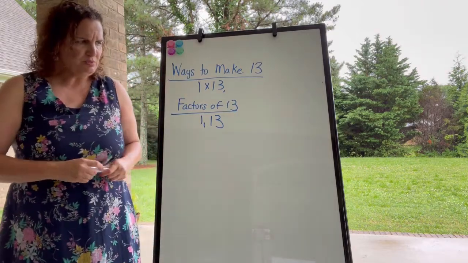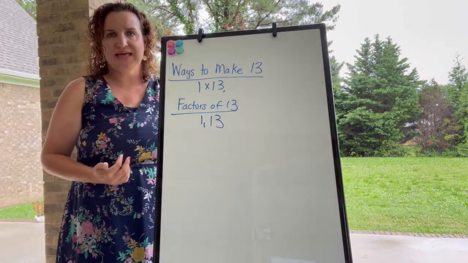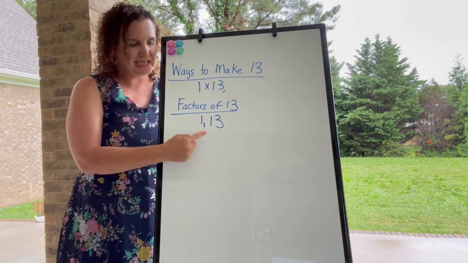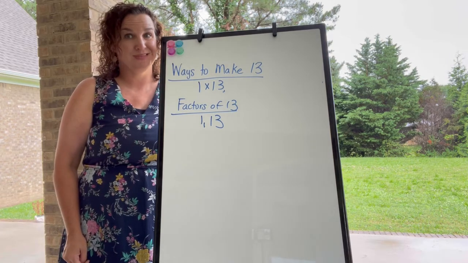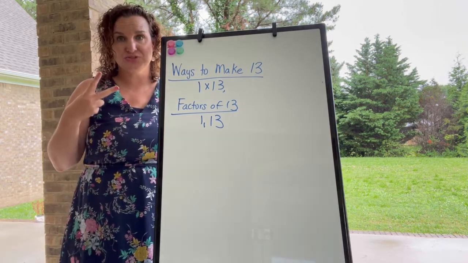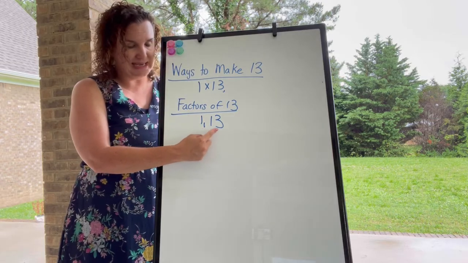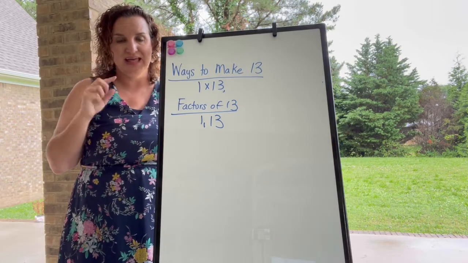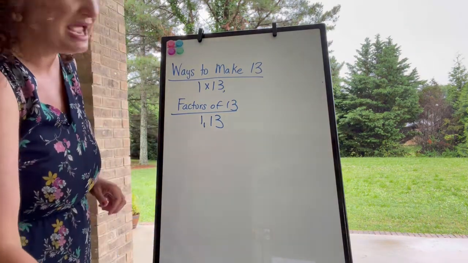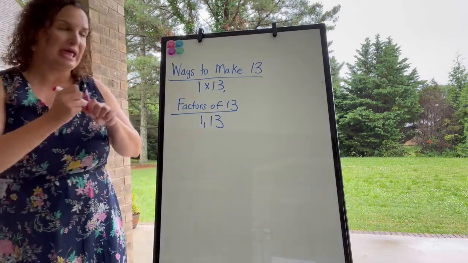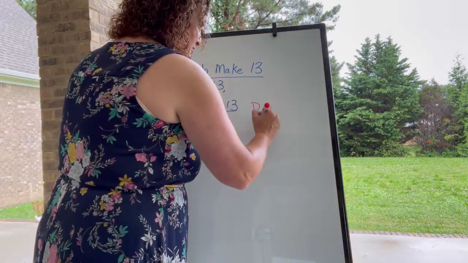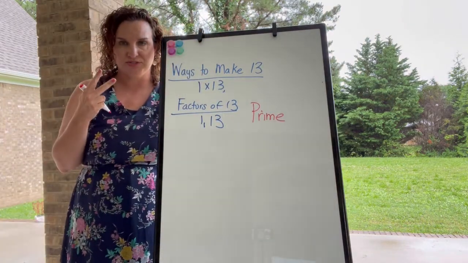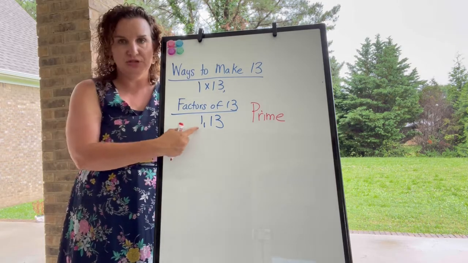Now, when we finished 48 a minute ago, we said that it is a composite number because it has more than 2 factors. Is 13 a composite number? No, it's not. It only has 2 factors, 1 and itself. So if a number only has 2 factors, 1 and itself, then it is not a composite number. 13 is a number that is called a prime number. Okay, so a prime number only has 2 factors, itself and the number 1.